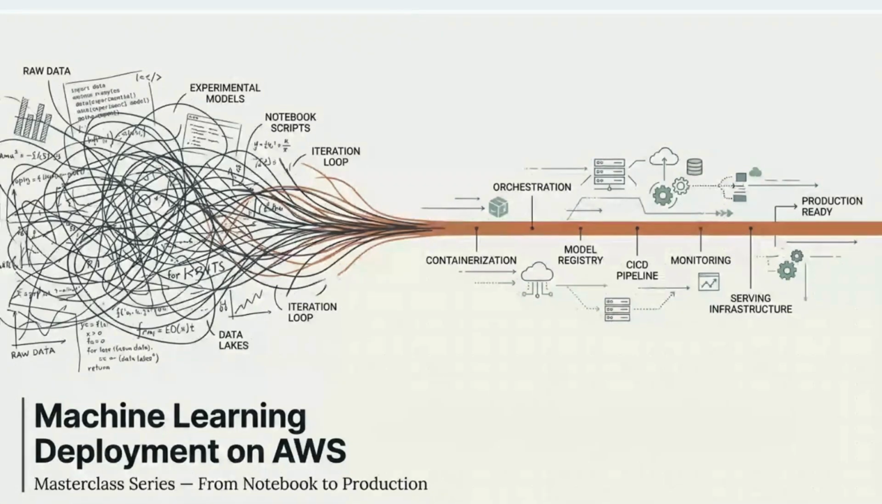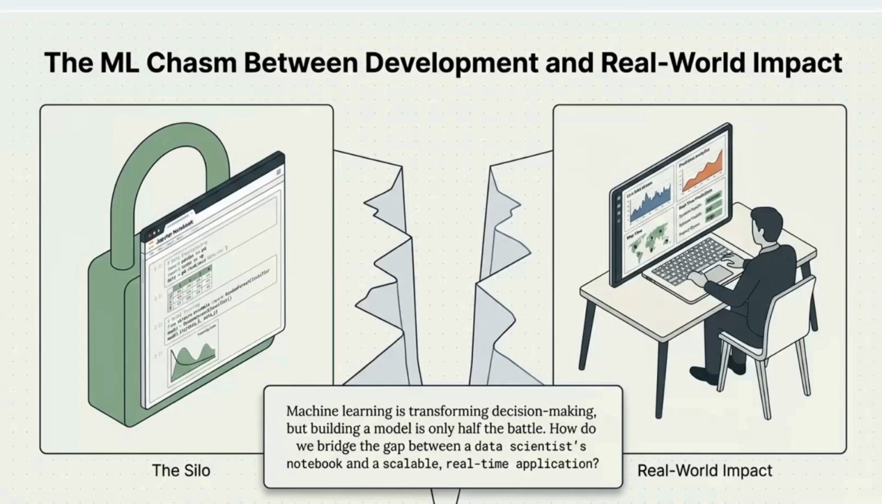How we are going to deploy the project, and how we are going to make a real-world impact. Machine learning is transforming decision making, but building a model is only half the battle. So how do we bridge the gap between the data scientist's notebook and a scalable real-time application? When we create models, we create them in a Jupyter notebook or in VS Code, but that is not something you deploy in production. You need a UI also, and that link should be a global link. If I'm using it on my localhost, it should work there, and if I'm sending it to my web application or mobile application, it should work there also.